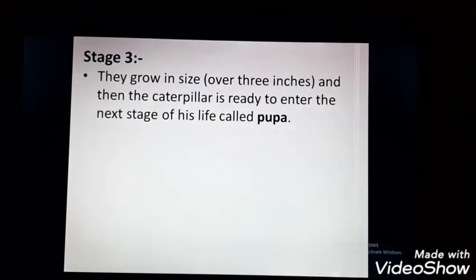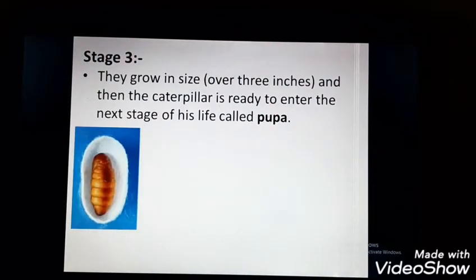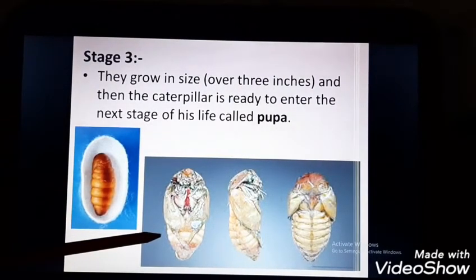Stage 3. The larvae grow in size over 3 inches. And then this caterpillar is ready to enter the next stage of its life, which is called pupa. Now here you can see this is pupa and this is inside this cocoon. This is how pupa looks.